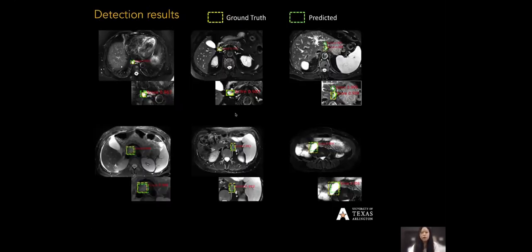And here I will also show some detection results. The yellow boxes are the ground truth, and the green boxes are the predicted ones.